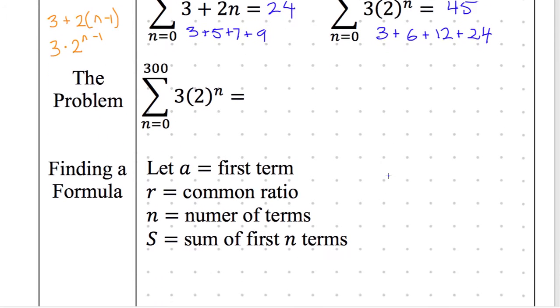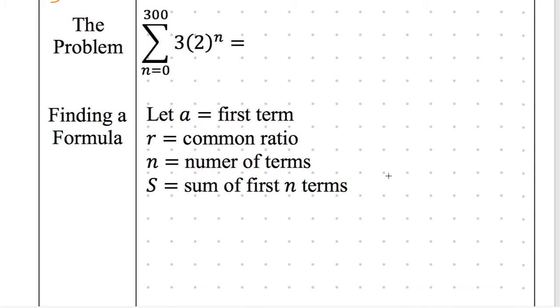Uh-oh. I always say uh-oh to my son, so it's really weird saying it now. The problem is, how are we going to do 301, because we're including 0, how are we going to do 301 terms of this? Just go really, really fast with the calculator?